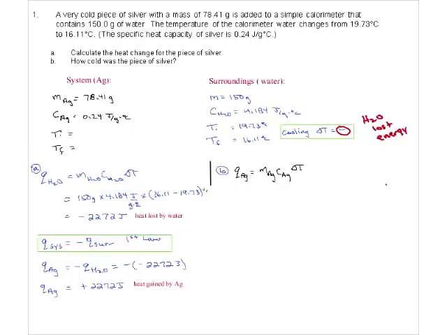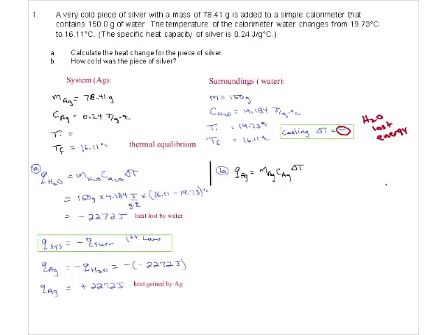But if I could get TF, then this temperature change would be easy to get. So the question would be, well, yeah, we know what TF is because we know that the system and the surroundings are going to be in thermal equilibrium. When this is all said and done, the piece of silver and the water it's sitting in should be at the exact same final temperature. So that's good enough. Bingo. The final temperature of the silver is 16.11. What I'm going to do now is solve for one unknown. We're going to solve for TI.